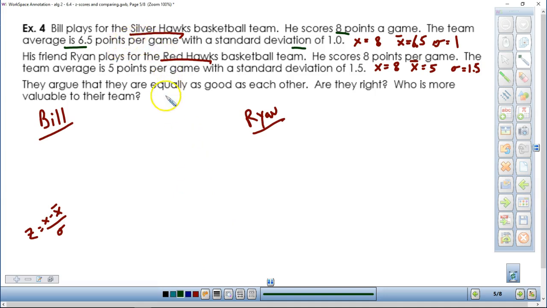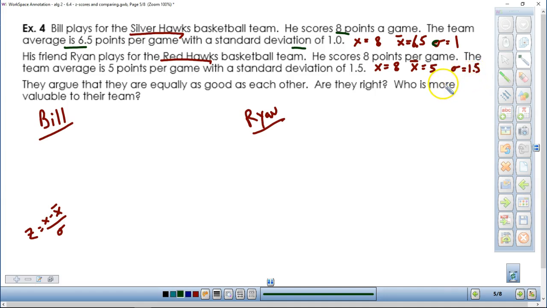Bill plays for the Silverhawks basketball team, and he scores 8 points per game, which is pretty good, I guess, for the Silverhawks, because the team average is only 6.5 points with a standard deviation of 1 point. His friend Ryan plays for those dreaded Redhawks, but he's scoring the same number of points as Bill, 8 points per game, but his team average is a little lower at 5 points. But they also have a higher standard deviation of 1.5 points.